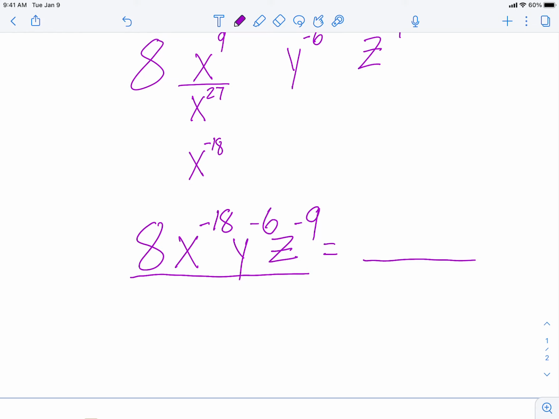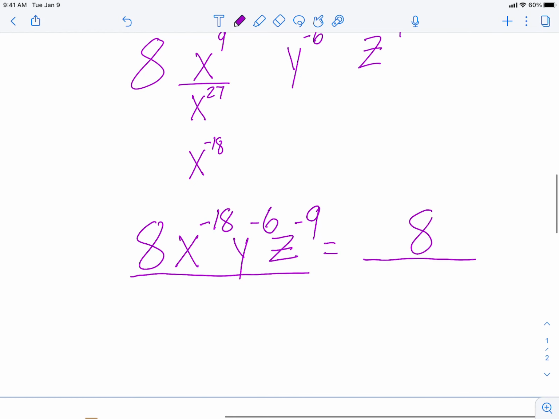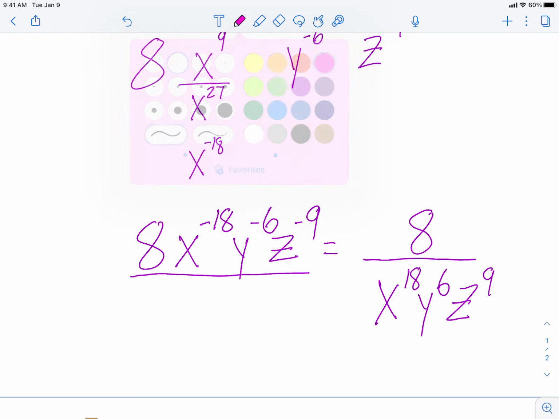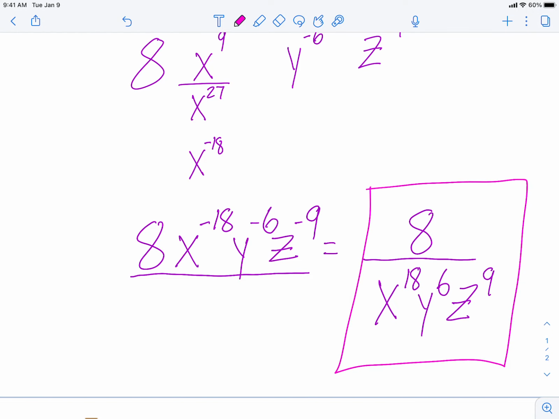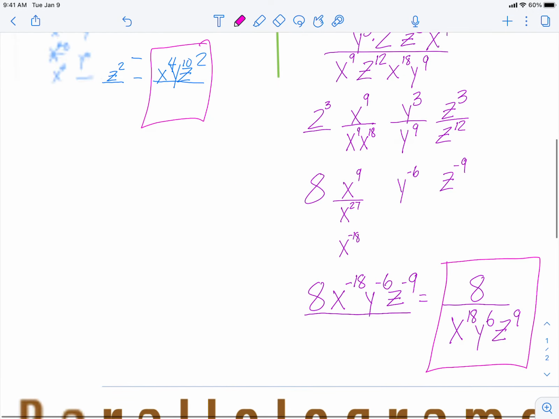I'm going to draw my line here. And 8 is going to stay on top. X to the negative 18 is going to go down to the bottom and become x to the positive 18. Y is going to come down as well and become y to the positive 6. And z is going to come down and become z to the positive 9. And there, finally, everybody, we have our simplification, right?